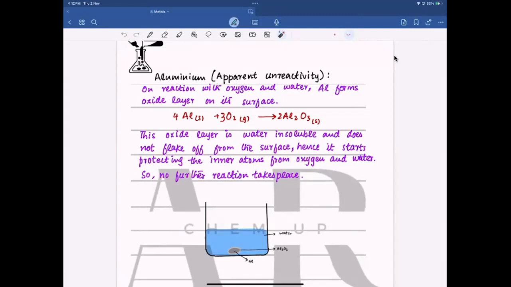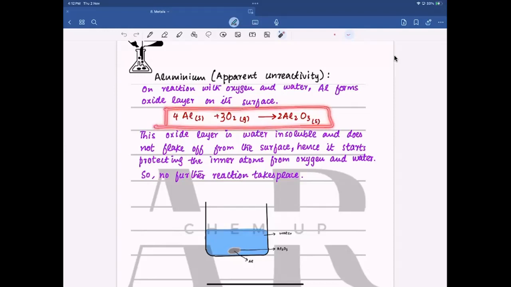Sir, I want to ask, you said that the aluminium will react with oxygen and water, but in the equation only oxygen is there. Yes, in our syllabus, the equation is with oxygen only.